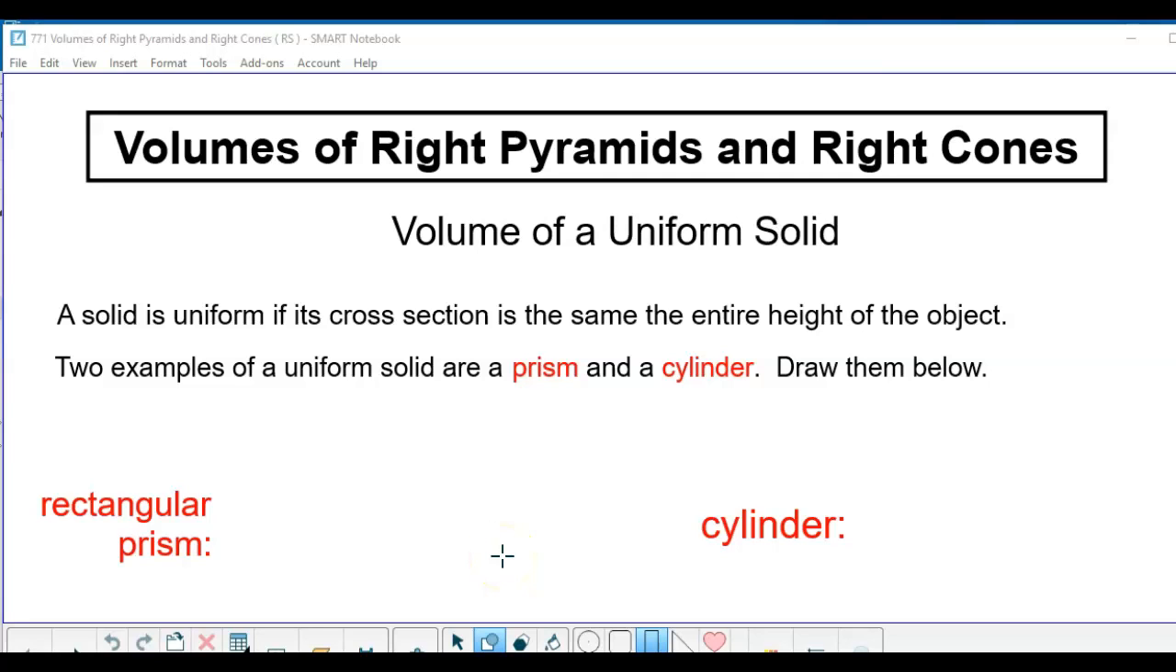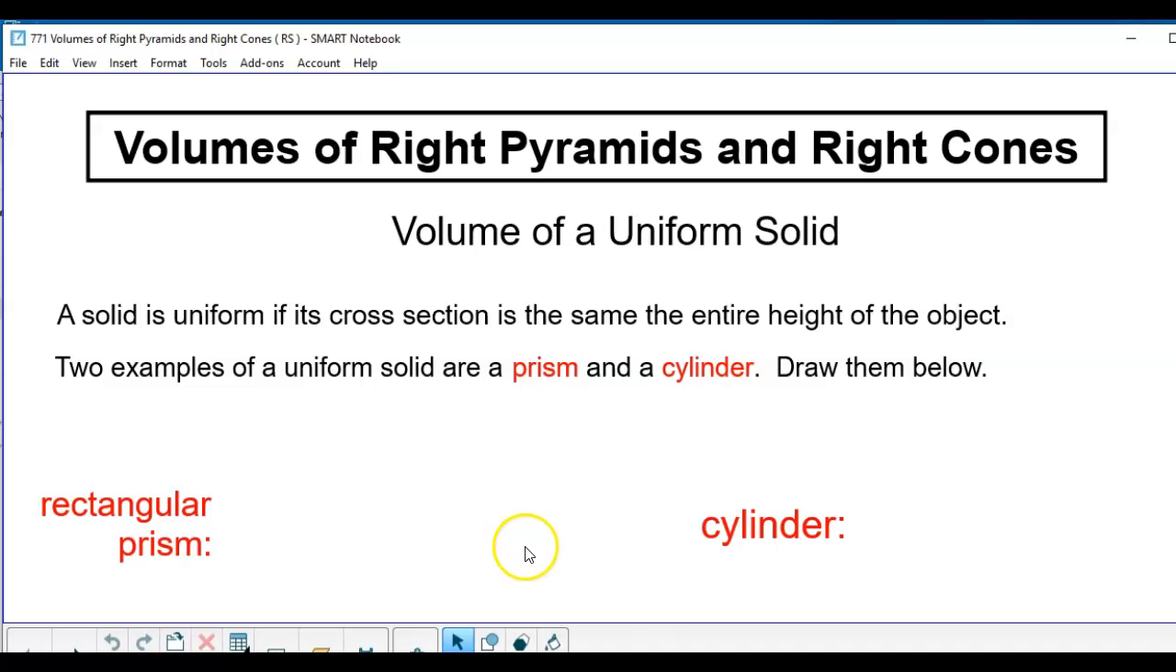Okay, so we're looking at volumes of right pyramids and right cones. So first, the definition of a uniform solid. What is a uniform solid? It is a solid that if you take the cross section at any place in the entire height of the object, it will be the same shape. So the same rectangle, the same circle, the same triangle, that kind of thing.